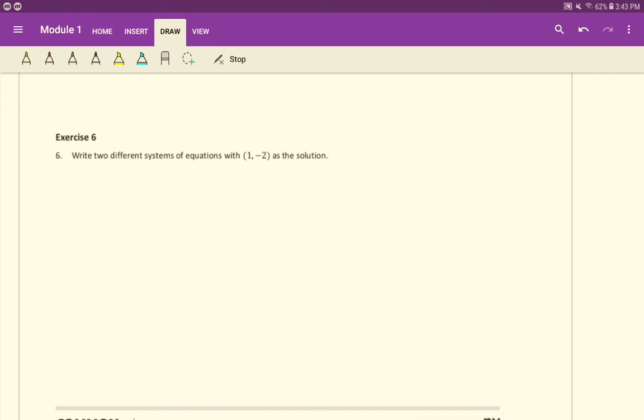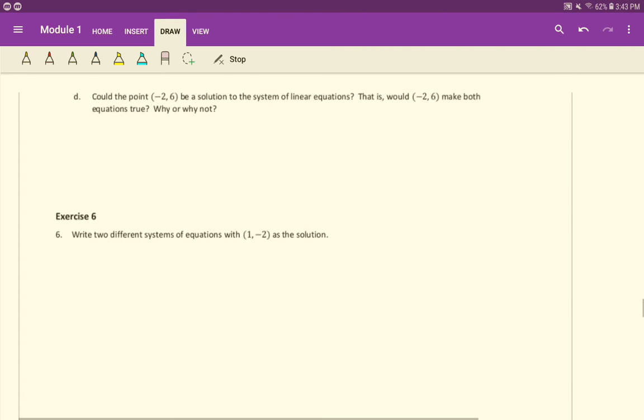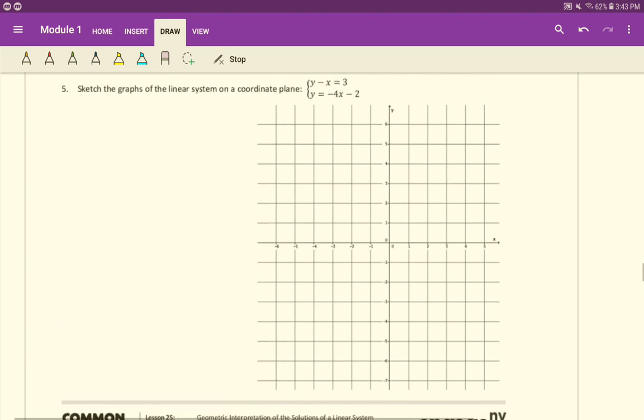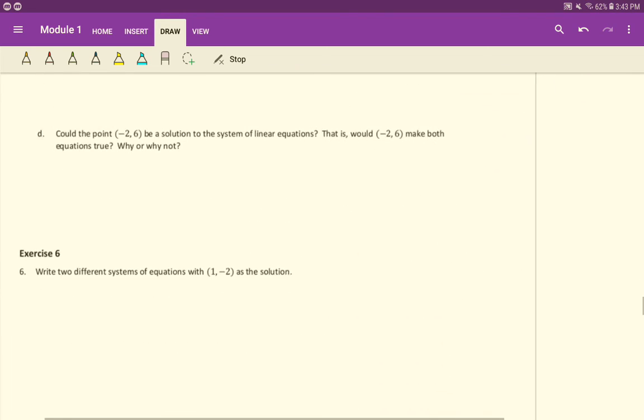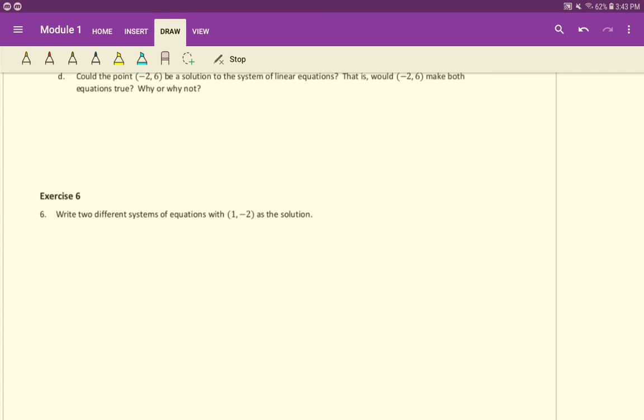Alright, so this is the final video for Module 1, Lesson 3. I decided that I did want to show you this final exercise here because it was a little bit different than some of the other ones. The difference here is that instead of being given two equations, like here, and finding the solution, we're given the solution and we want to come up with some equations that have that as the solution.